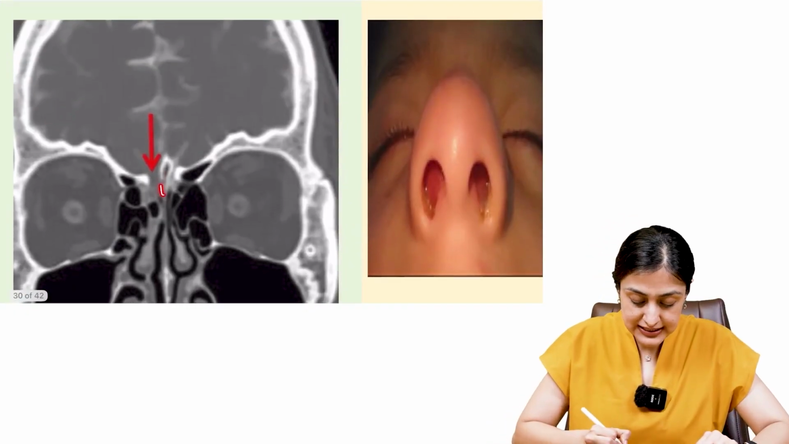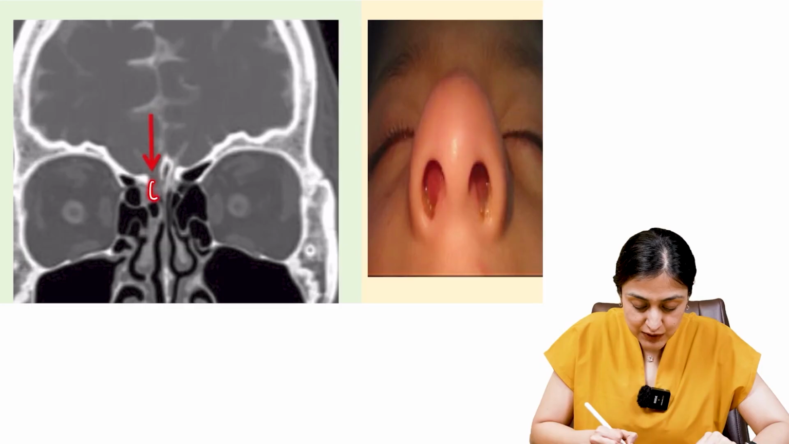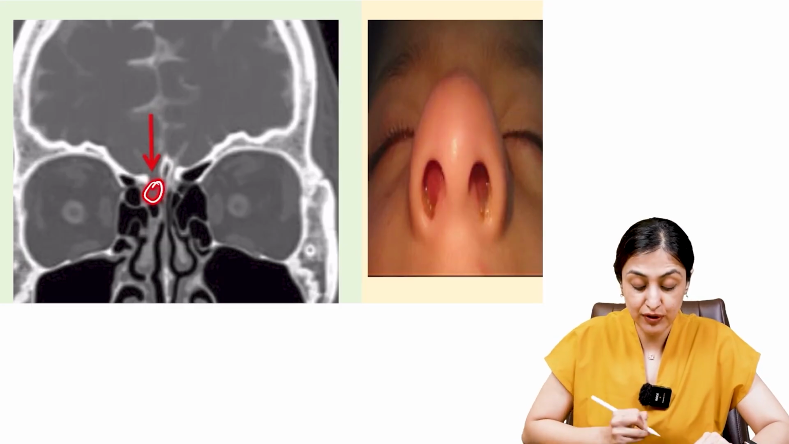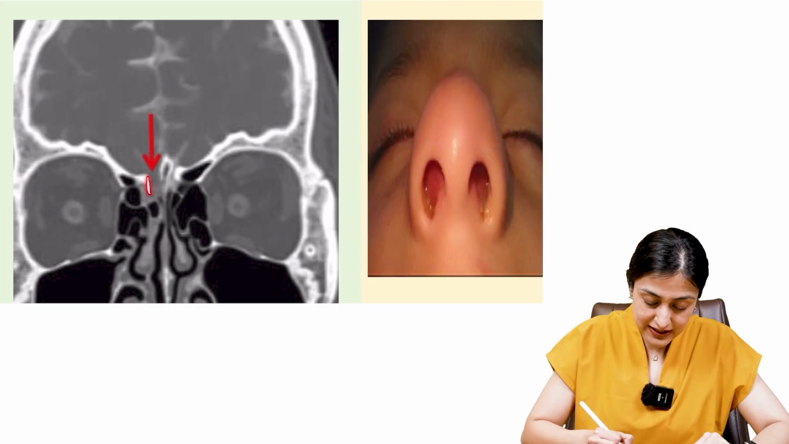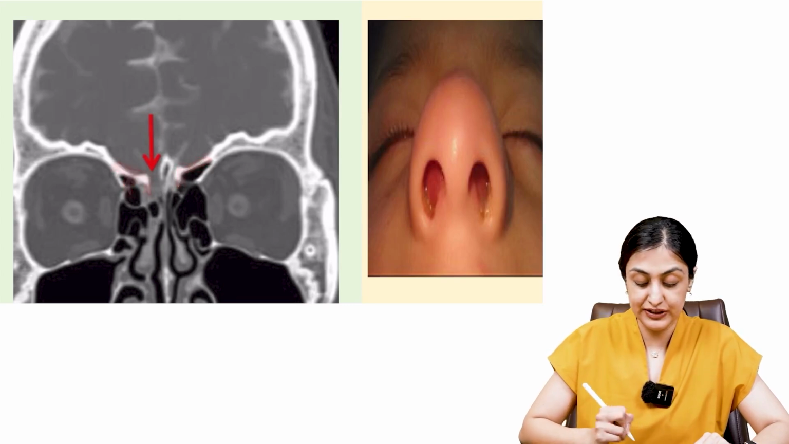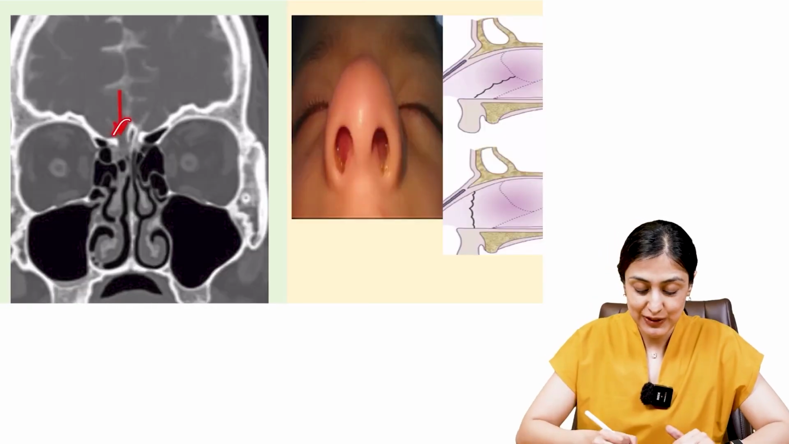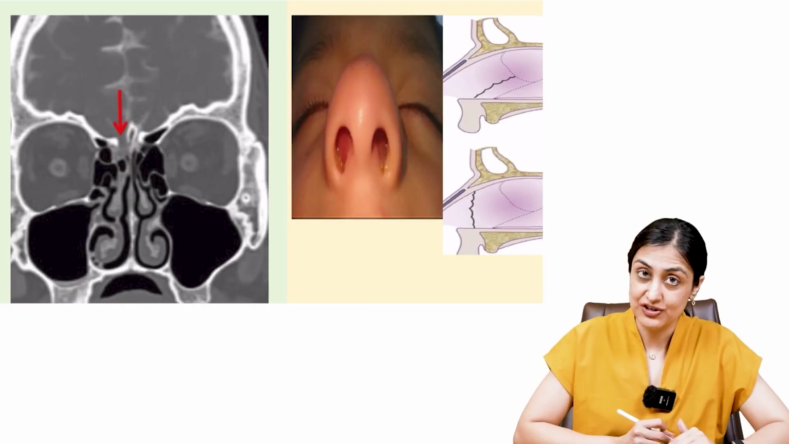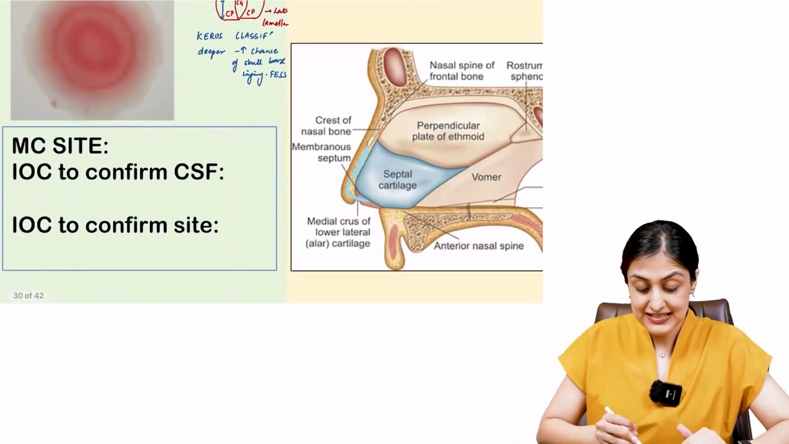Can you appreciate? This is the crista galli. This is where you can see this person's cribriform plate is fractured. This is where I would have had the lateral lamella, and this is my fovea ethmoidalis, as the name suggests, fovea, roof of the ethmoid, right? So this is where you can see a cribriform plate fracture. Yeah, so this is CSF rhinorrhea.